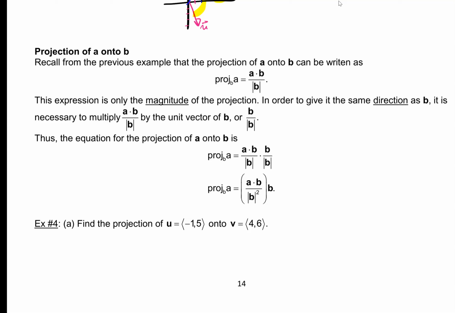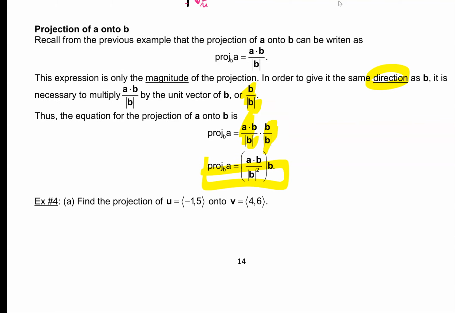In order to give it the same direction as B, we have to multiply it by the unit vector, aka vector B divided by the absolute magnitude. That way, the hypotenuse would be 1. Remember, a unit vector has a length of 1. So this is the part that is the projection, and this is the part that's the unit vector. This part down here is the full projection vector with magnitude and direction.